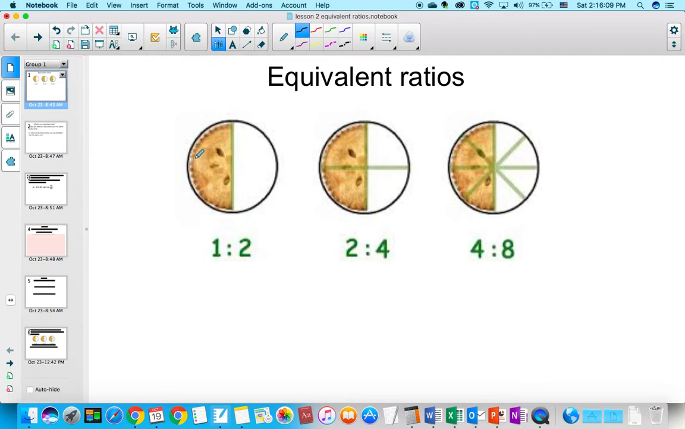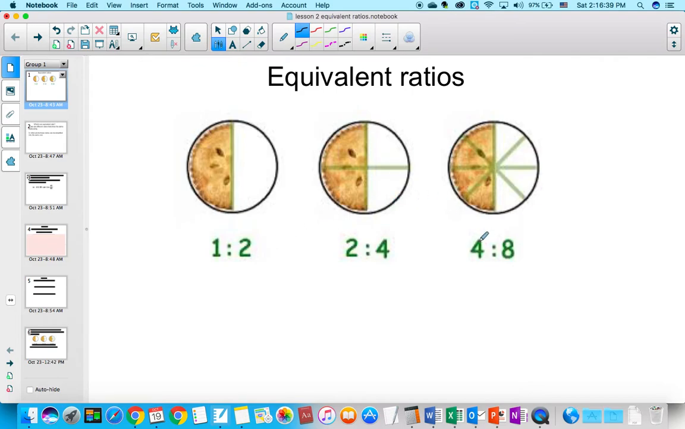So if we look at this one, we have a pie and we have two halves, right? We have one part and two parts. And of the two parts, we have one of them. So we can say in a ratio, we have 1 to 2. And in this one, we have four parts. And of the four parts, we have two of them. So we can say we have two of four parts. Here we have 8 parts in total, and we actually have 4 out of the 8 parts.